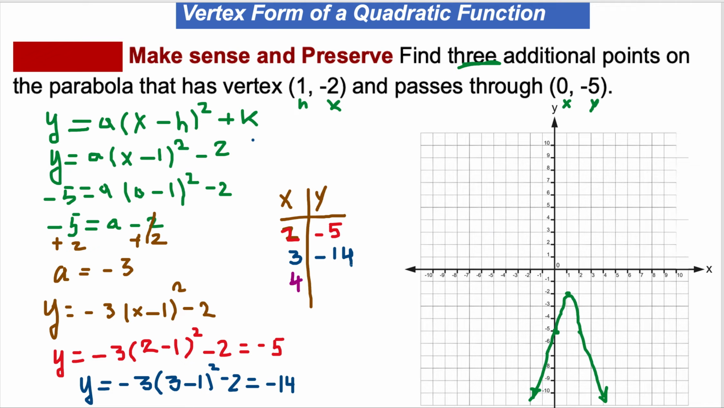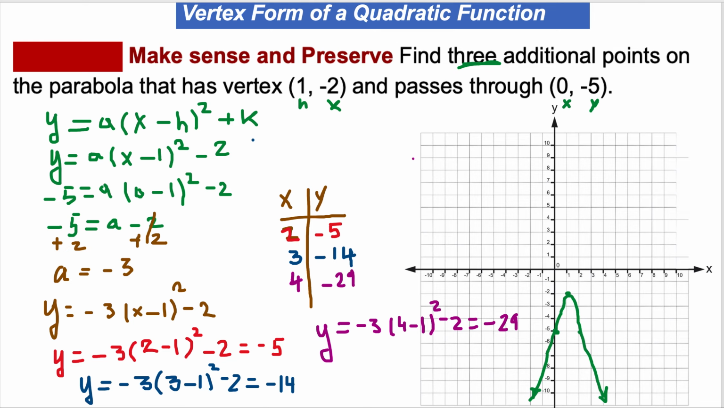So we already found 2 points. I'm looking now to find the third point. The third x is 4. Let's see what y is. I'm taking this color. So y is equal to minus 3 times (4 minus 1) squared, minus 2, plugging in 4 instead of the x. So what is going to happen here? 4 minus 1 is 3. 3 squared is 9. 9 times minus 3 is negative 27. Negative 27 minus 2 is negative 29. So I found the third point, and y is negative 29.